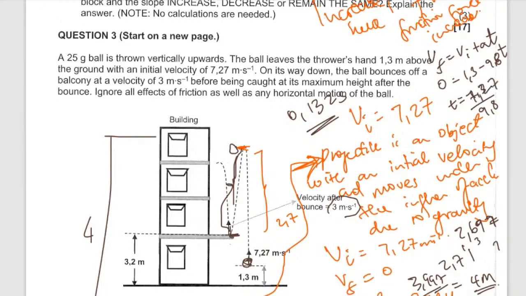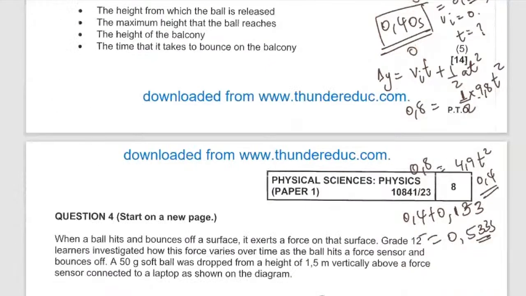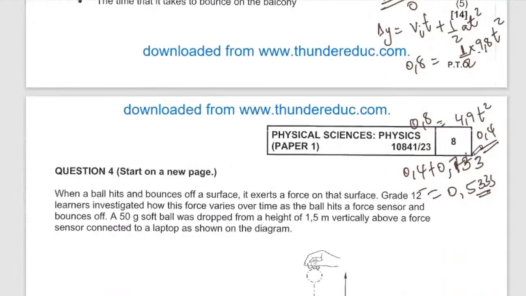So 7.27 divided by 9.3 is 0.74. Okay, so it has to be 0.74 plus the 0.4. 0.74 plus 0.4, that's 1.14. 1.14 seconds. Yeah.